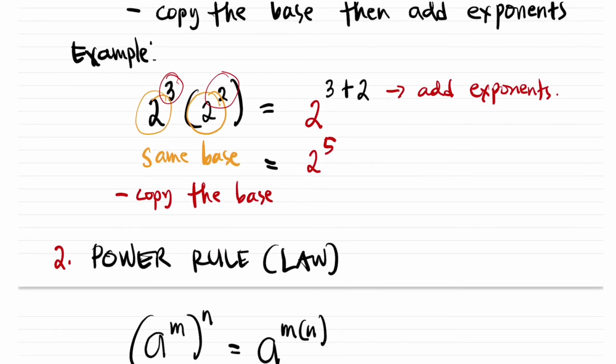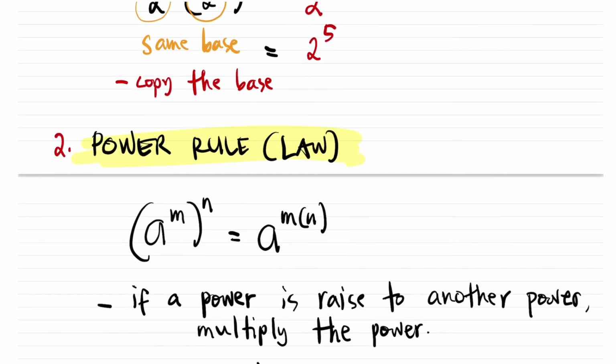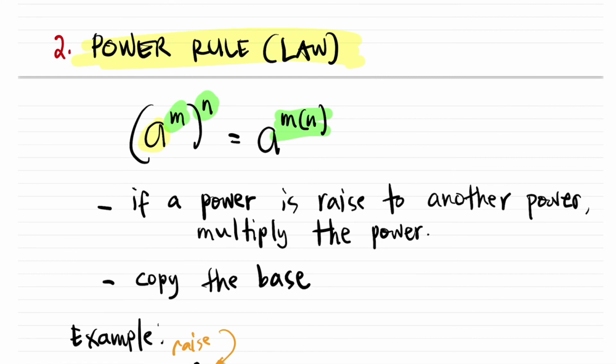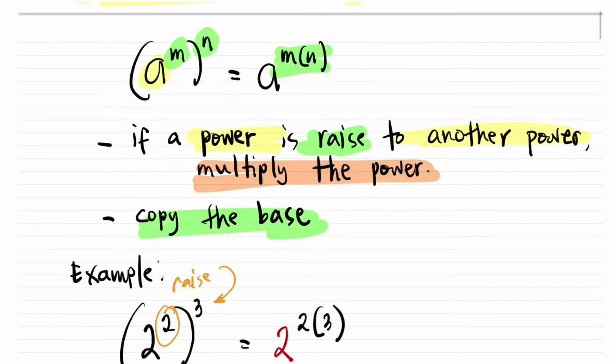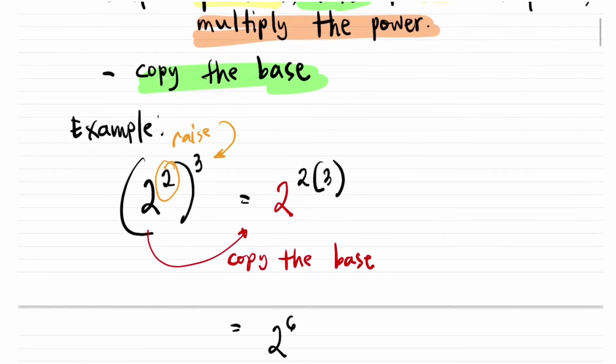Now let's have the second one, which is called the power law or the power rule. When you have a base and you have a power raised to another power, you multiply the powers. That's what the rule is. If a power is raised to another power, multiply the powers, and then copy the base. So we have an example there.